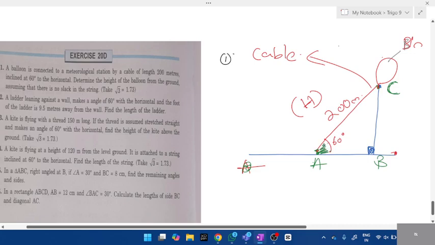With respect to angle A, students, what is BC? Base or perpendicular? Perpendicular. See, this is how we have to write: hypotenuse, perpendicular, and AB becomes the base. Now, what do you have to find here? Determine the height of the balloon from the ground. Can you tell me which one is the height of the balloon from the ground? AB, BC, or AC?